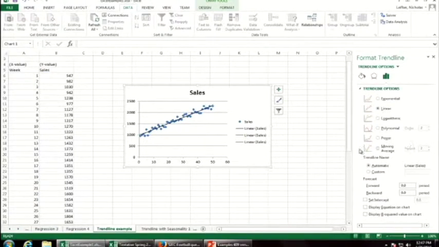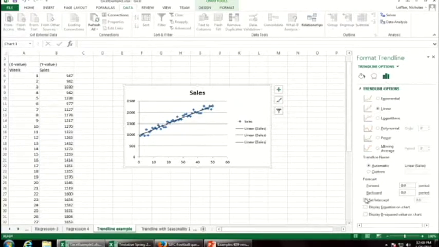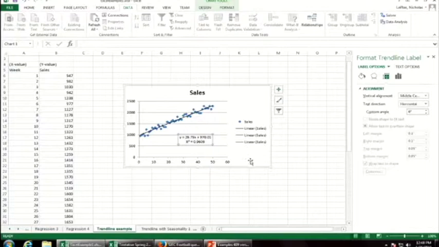Sometimes you get some interesting things. You can actually put in a moving average if you wanted to. And then other things that are important: display the equation and display the R squared. Reason why? This is your regression model. So y equals 26.8x plus 970. There's our model. And R squared is how much of the variability is explained by our trend line. So this trend line explains 96% of what's going on. So that's how to make a trend line.